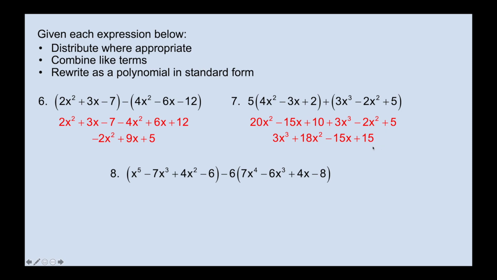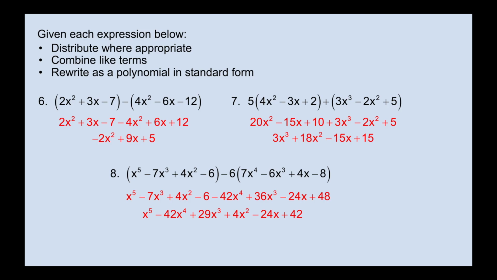And then for number 8, here, the first part of the expression, we don't need to do anything other than just drop the parentheses. And then for the second part, we do need to distribute in a -6. So this is going to end up giving us this expression right here. Now as we go to combine things, 5 is going to be the highest degree throughout. So x to the 5th needs to go first.